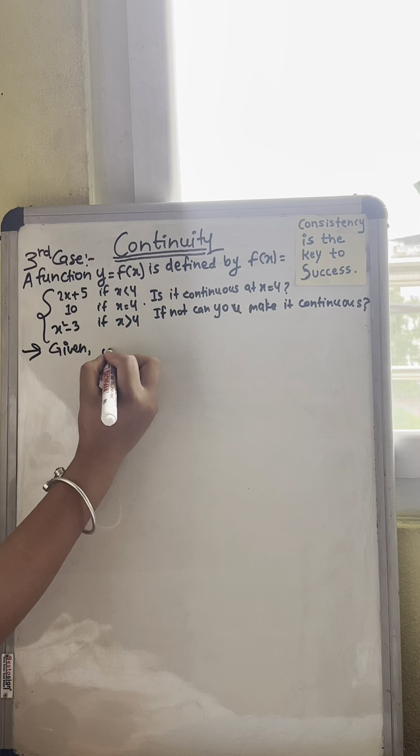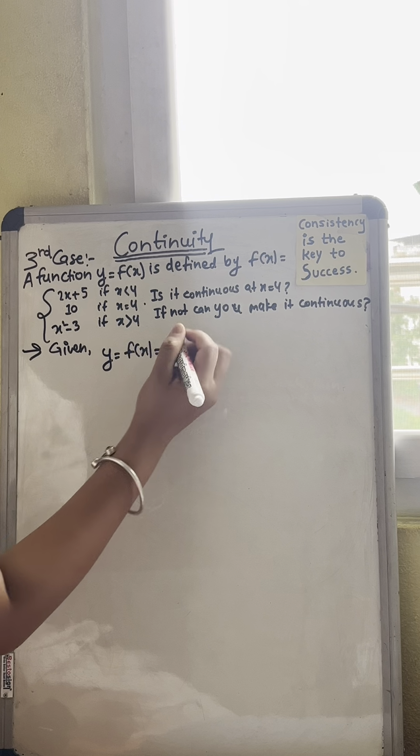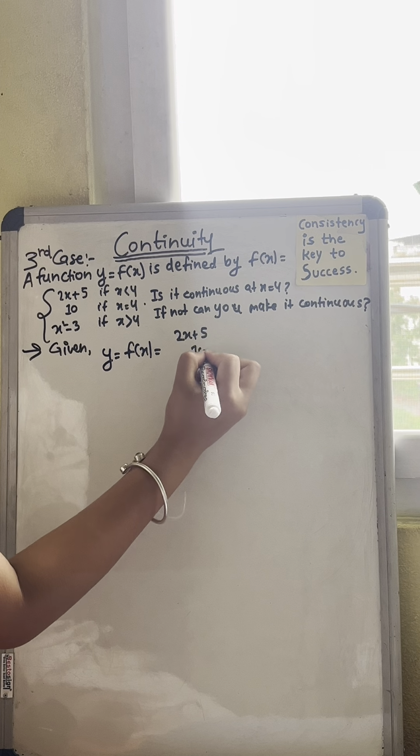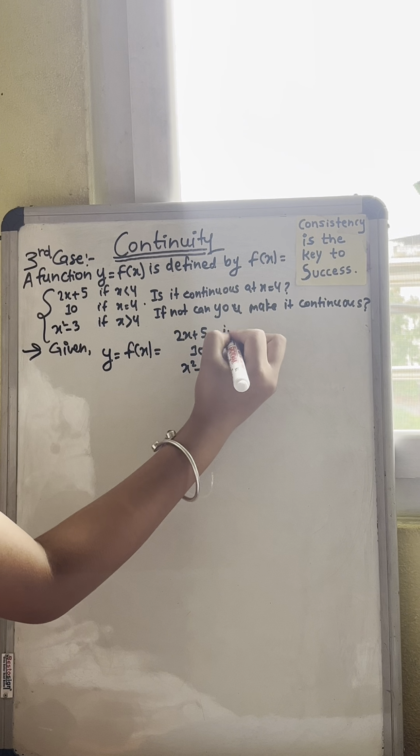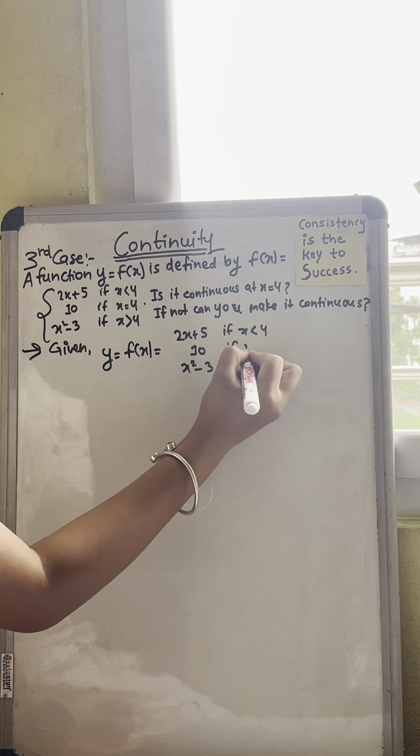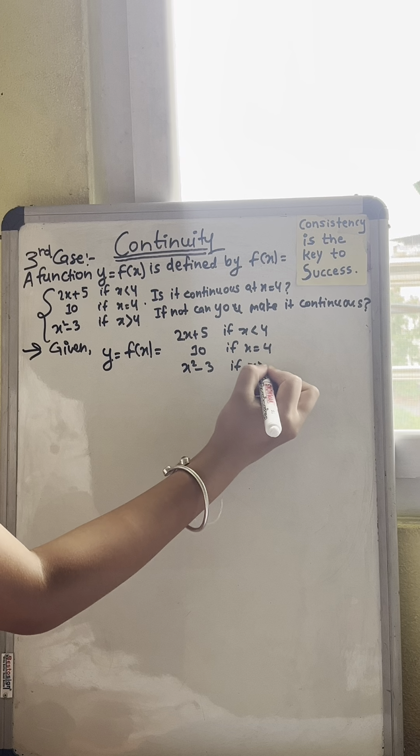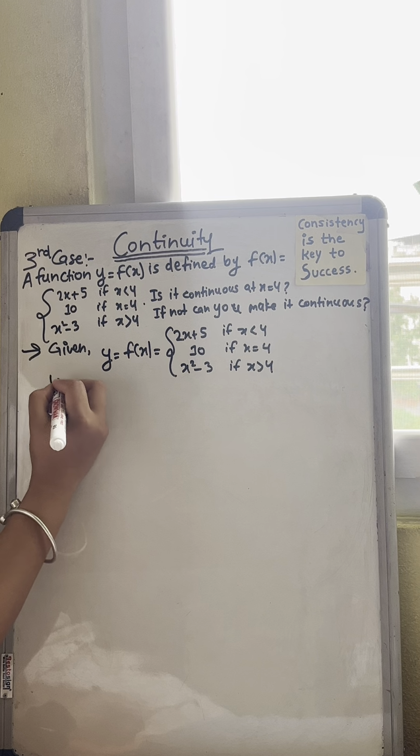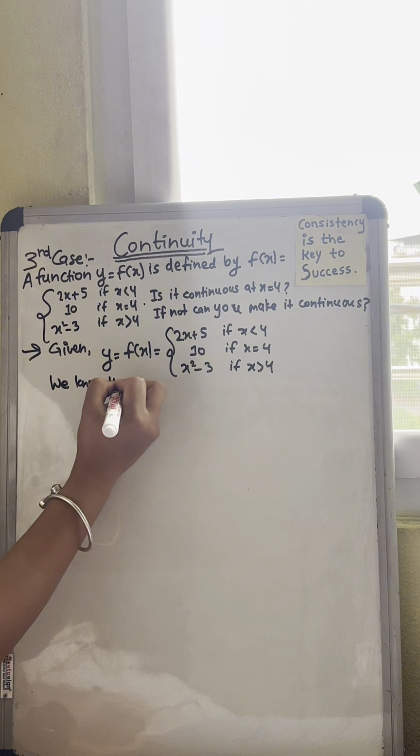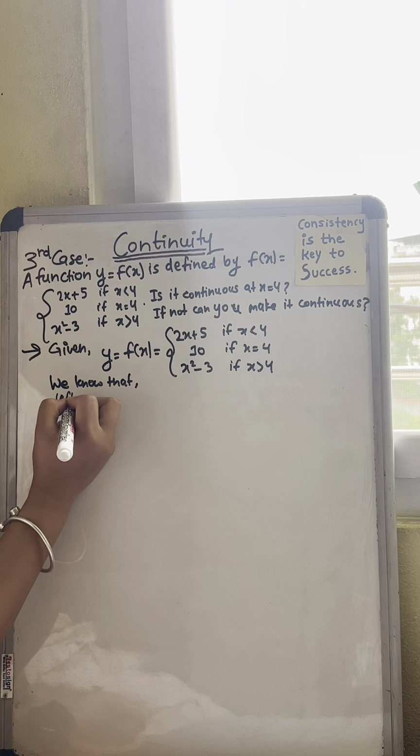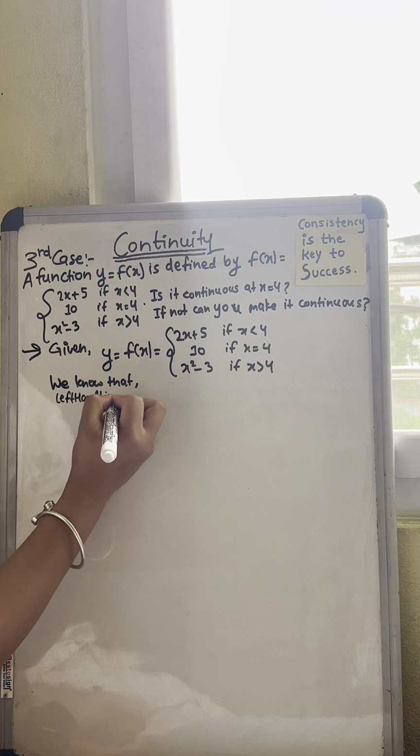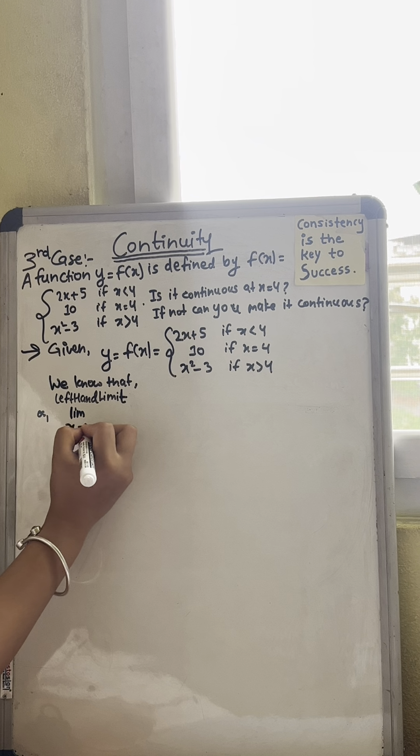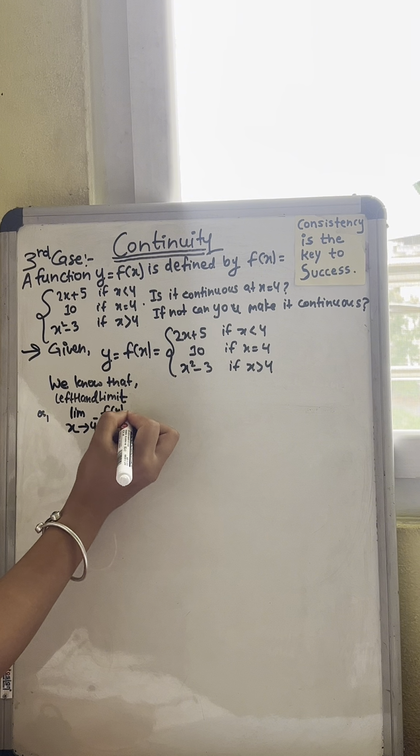First of all, we will write the given y is equal to f of x is equal to 2x plus 5 if x is less than 4, 10 if x is equal to 4, and x squared minus 3 if x is more than 4. Now we have to check whether the function is continuous or not at x is equal to 4.